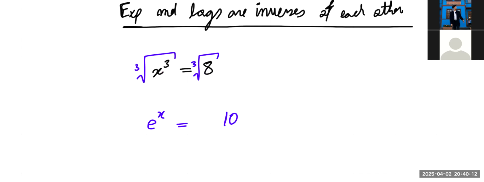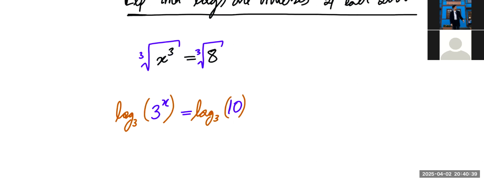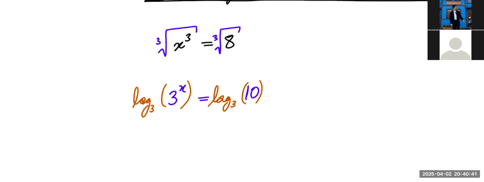How do you use it? For example, your exponential term is sitting here, and you want to solve for x. Take the log of the base, same as the base of the exponential. For example, if this was 3 to the power of x, and you want to solve this, you would take the log base 3 on both sides. You're allowed to do that because it's algebra. You can do whatever you want to both sides, including take logs. So I take the log base 3 on both sides.